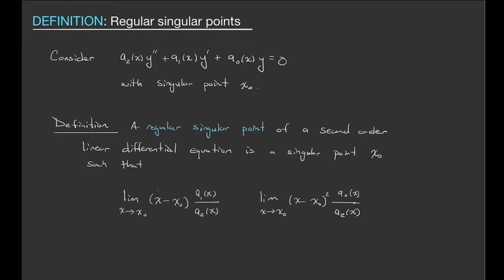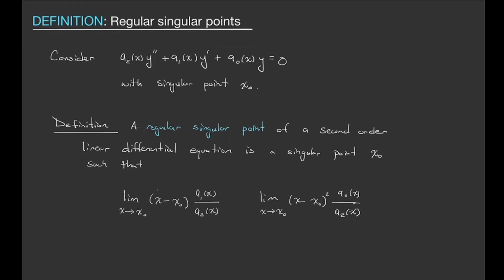Remember, a limit could exist, but not be finite. You could go to infinity with the limit, or it could simply not exist at all. Notice here that we're taking ratios of the coefficient functions. Here it's a1 over a2. Here it's a sub 0 over a2. Both of them are divided by a2.